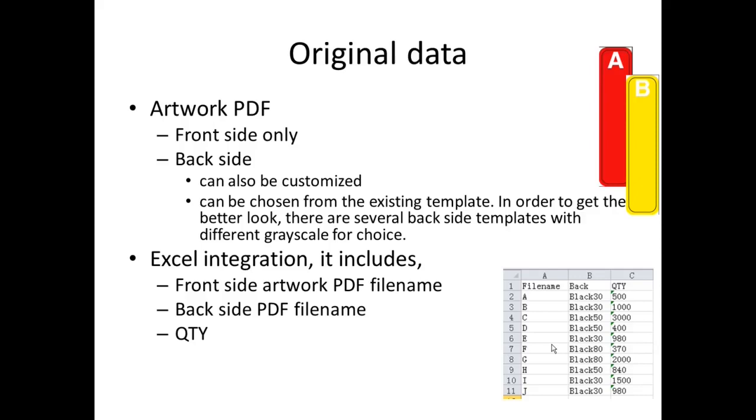Here we can choose black 30, 50, and 80. These files are prepared in advance. And the third column is about quantity, as you can see. So the Excel file needs to be prepared or integrated in advance.